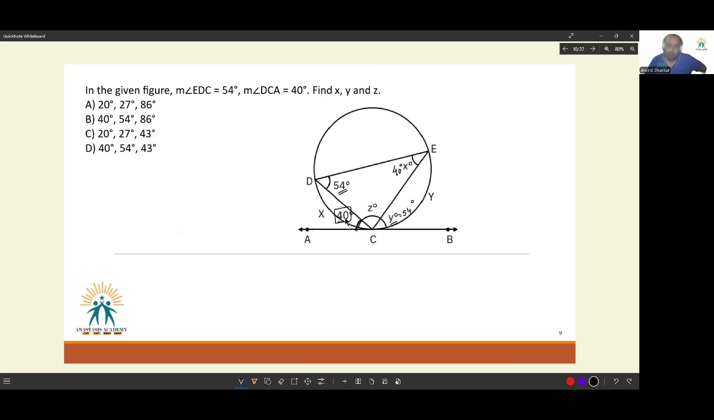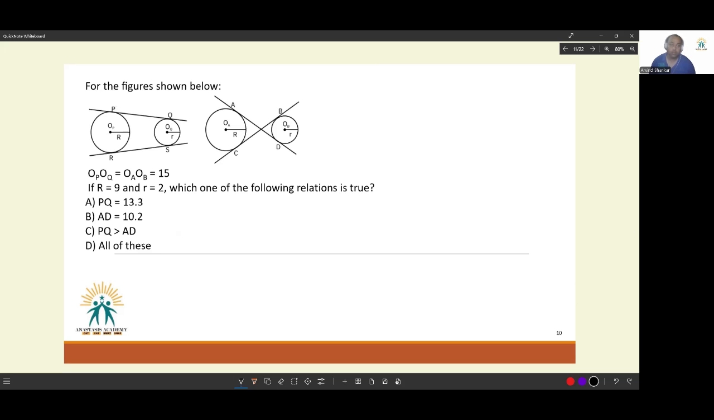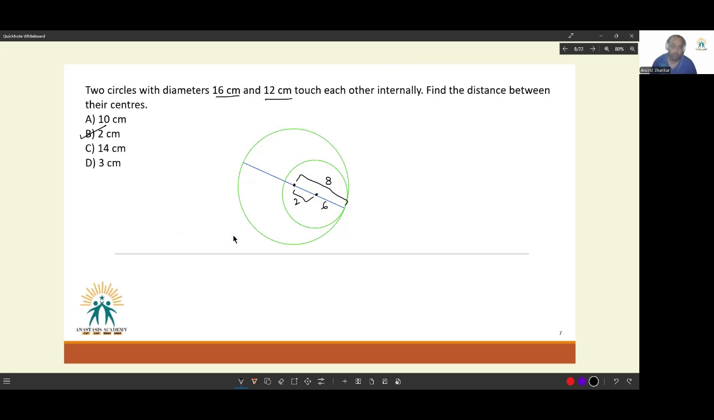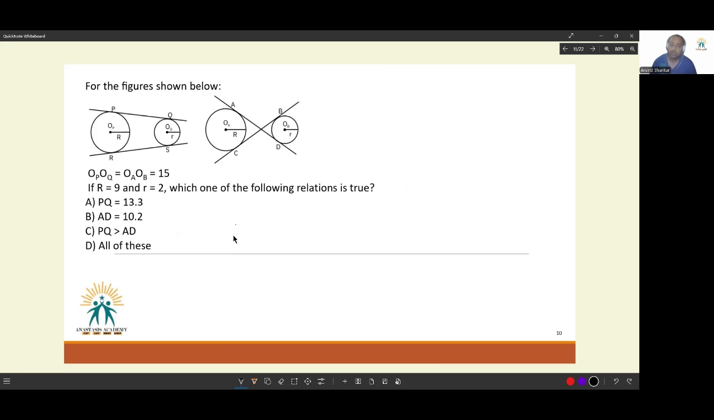And then you can see 40 plus 54 adds up to 94. Z has to be the supplementary angle. It will be 86 degree. Or the correct choice here has to be option B. Okay. Next question now. For the figure shown below, OP, OQ is equal to OA, OB is equal to 15. Which of the following relations is true? Okay. See, a lot of the questions included here are mostly basic definitional diagram building questions. Hopefully, the diagram building part of it comes through.